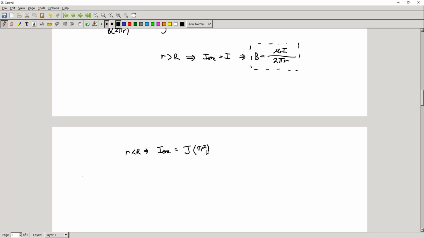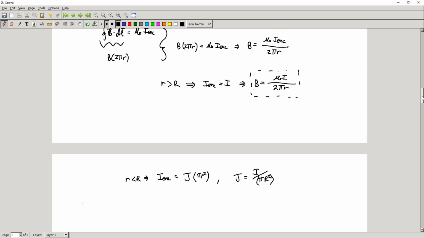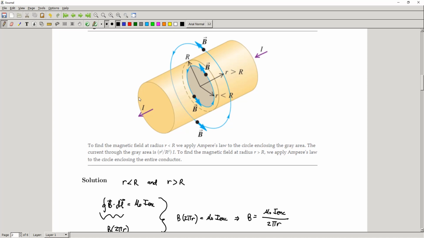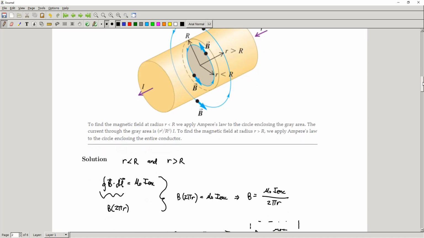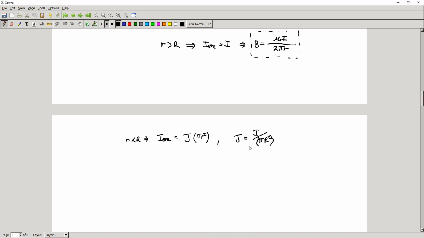Then we have to remember our definition for J. Our current density J is defined as the current divided by the area over which that current flows. That happens to be pi capital R squared. So this is the current divided by the full cross-sectional area of the conductor. If we sub this J into the I enclosed, we get I over pi R squared, that's capital R, times pi small r squared. The pi's cancel, and this gives us I r squared over R squared.